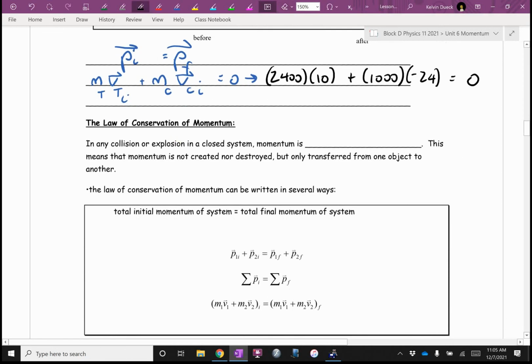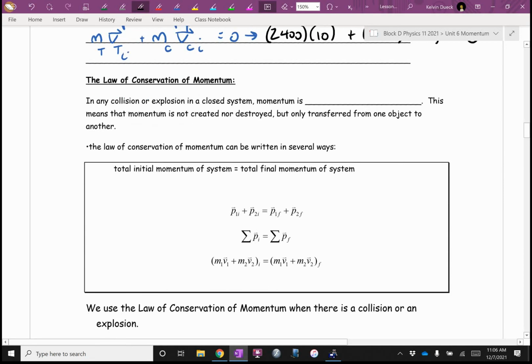This is the law of conservation of momentum. A fundamental law of the universe. One of the biggies. In any collision or explosion, let me say that again. In any collision or explosion, in any boom, is the dumb way I remember it. Momentum is, what's the fancy word? Conserved.